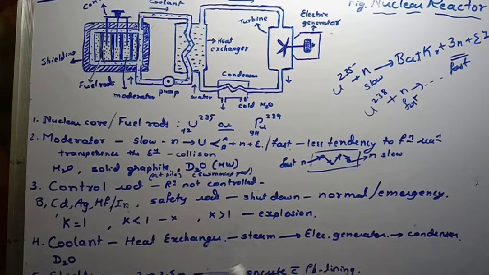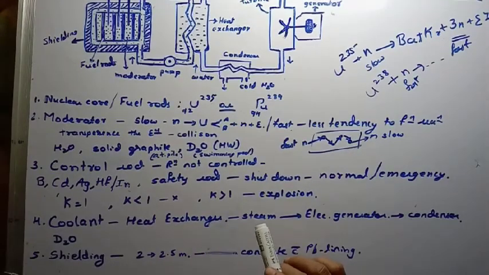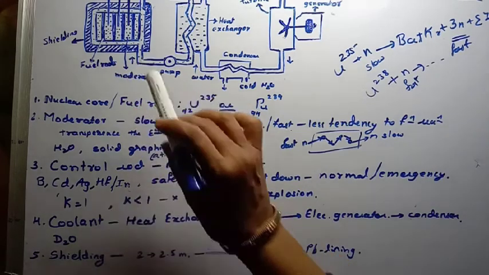Okay, so now the last one is shielding. Shielding is also very important to protect the environment from hazardous or dangerous radiations emitted during the nuclear fission reactions.